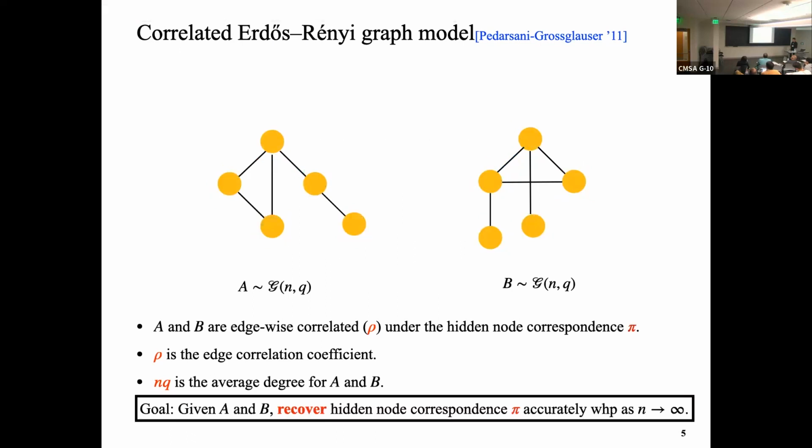Okay, and the goal is, given a graph like this where I do not have any label information, so basically give me the unlabeled version of A and B, reconstruct the hidden node-wise correspondence as accurately as possible with high probability when the network size is large. So that's the goal.